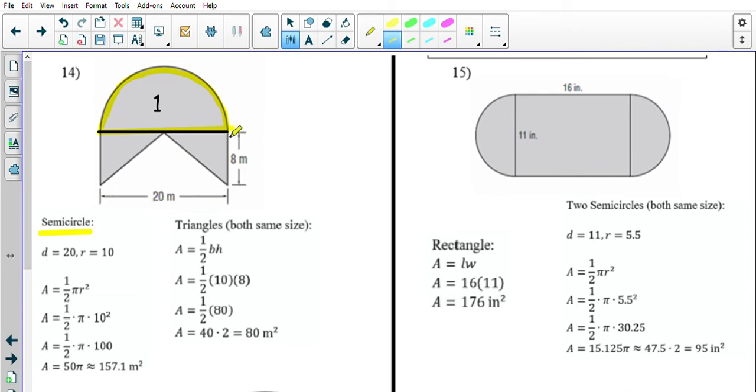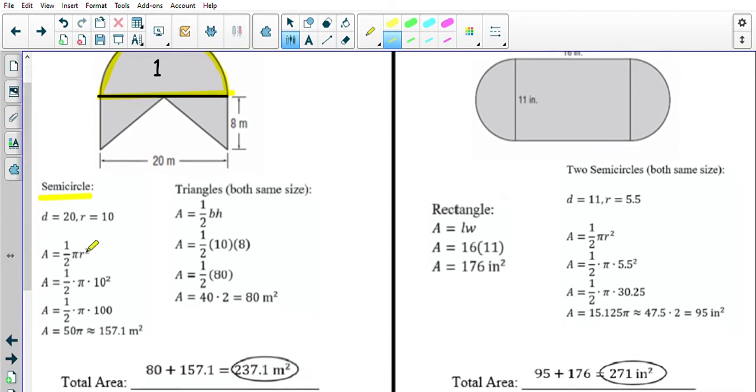So the diameter is 20, which makes the radius of this thing half of that, which is 10. It's a semicircle, so we do half times pi r squared. So you do half times pi times 10 squared.